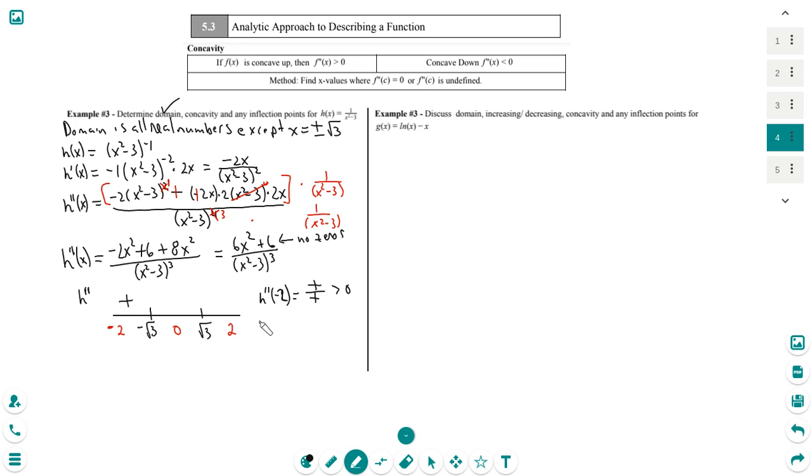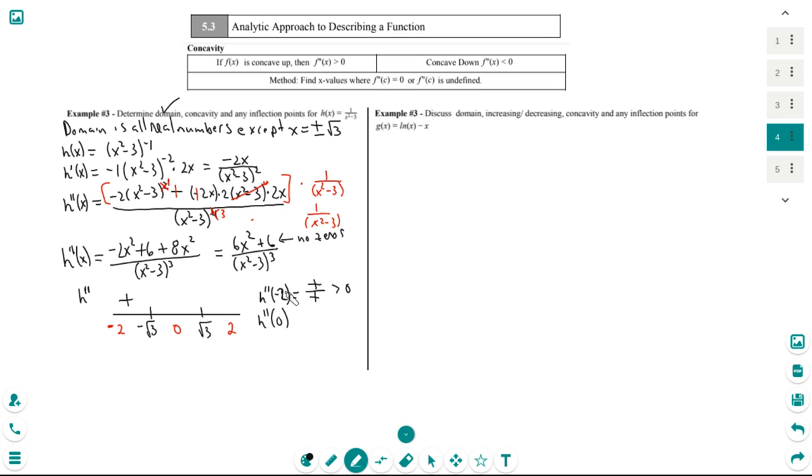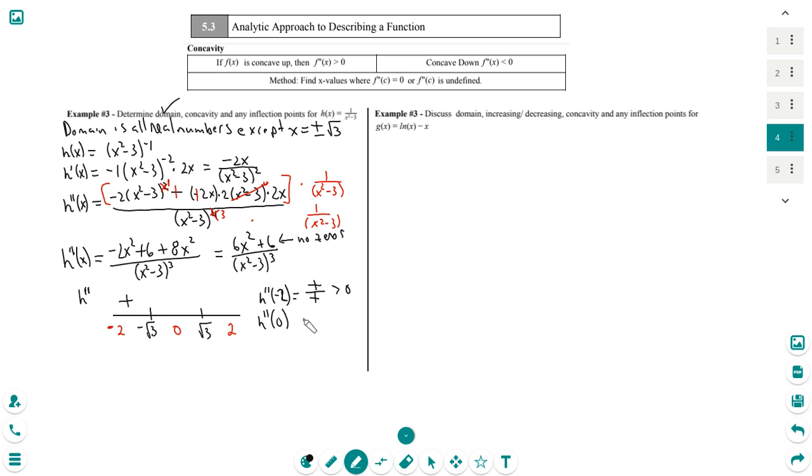Now I test 0, so h double prime at 0. All right, so putting 0 into the numerator, I get 0 plus 6, which is positive. So the numerator is always positive. And the denominator, I would do 0 squared minus 3. Well, that would be negative 3. And cubing that is a negative. So that's less than 0. And so negative in the middle interval. To the right of root 3 is 2. So h double prime at 2.